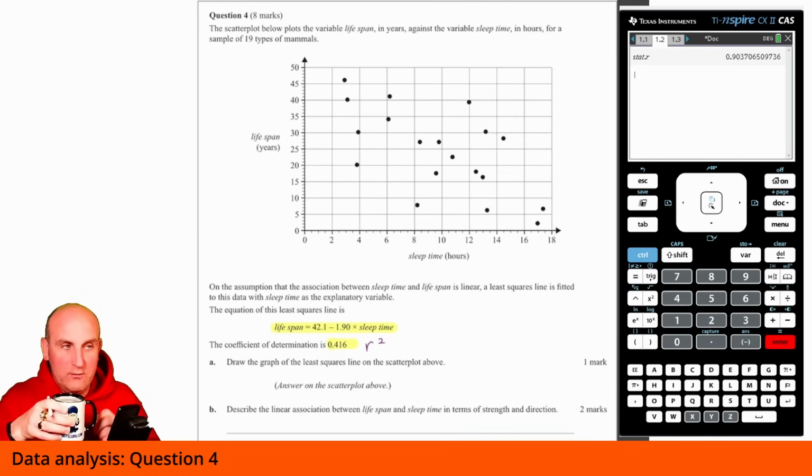I'm just going to take a drink from my, oh, look, branded merchandise. Maths Guru mug.